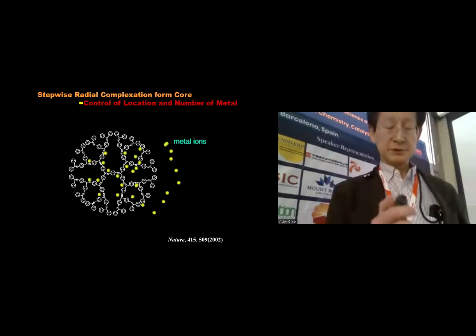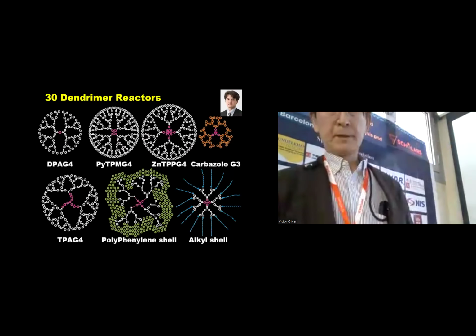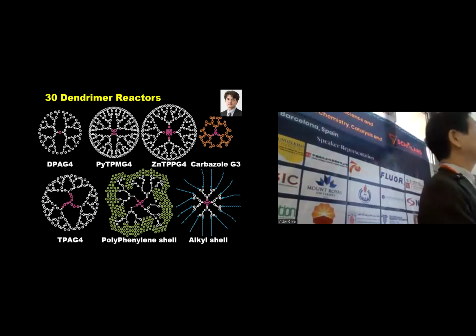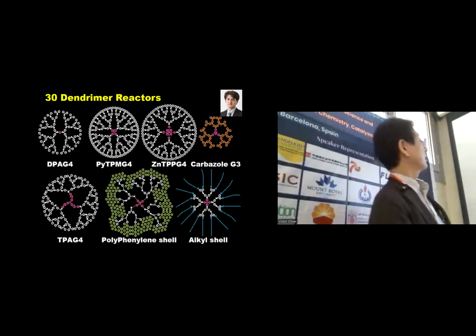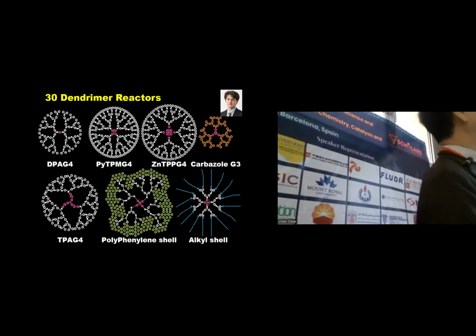This behavior is very important, because we can control the number and the location of the metal salts in the dendrimers. Until now, we have already synthesized more than 30 kinds of dendrimer reactors. The core structures include phenyl groups, phenyl metal cores, phenyl cores, toluene cores, and so on.